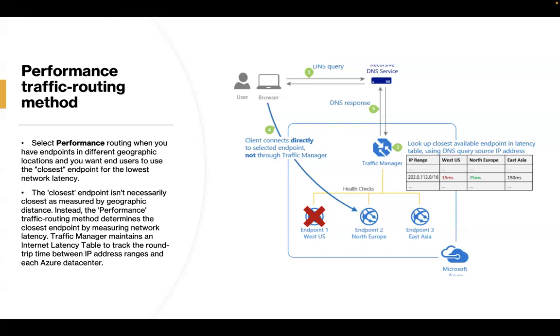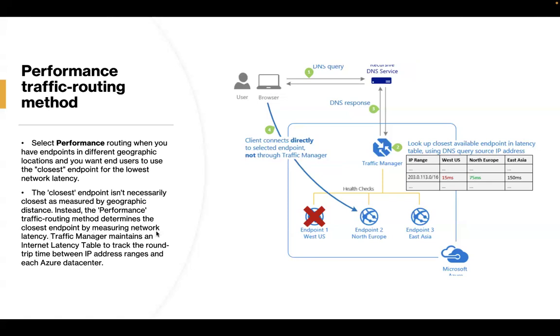What traffic manager does when you set this routing method is maintain a table. If you see, the West US region is responding with 15 milliseconds, North Europe 75 milliseconds. It is not calculating the distance here. It is calculating the network latency. So the round trip it takes to resolve that request is 15 milliseconds, so it will send to West US here because the network latency is very low. That's what it is trying to say.